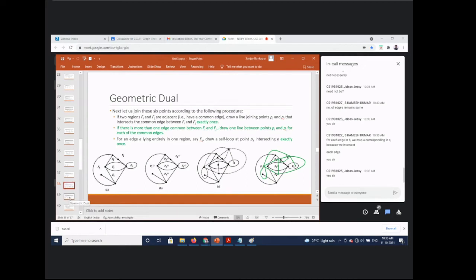What we did: the first thing was that it should be a planar graph. We converted regions to points, labeling them as points instead of regions. Then we followed these three steps to generate a geometric dual. And what observations did we make? Regions became vertices, vertices became regions, and the number of edges was kept constant. Right?